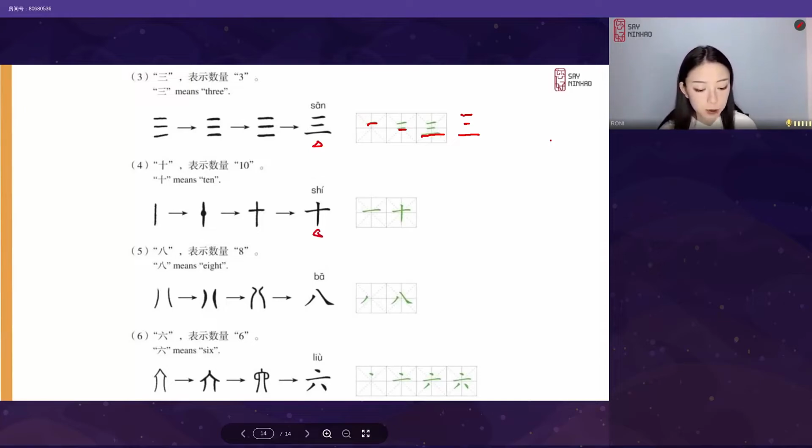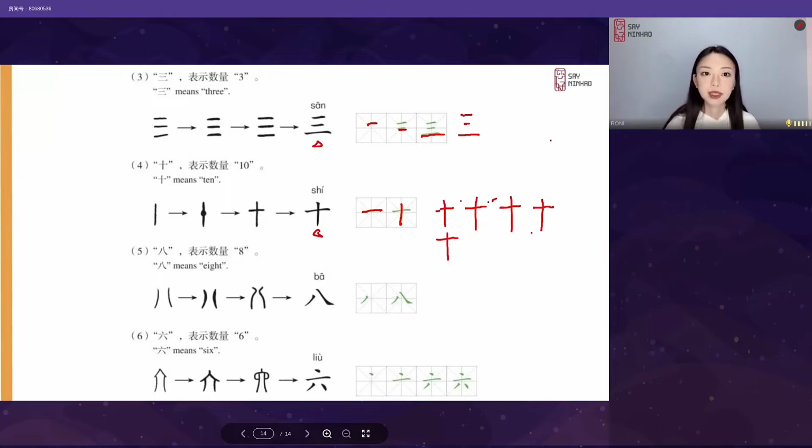Next one, 十. We've already seen that. It means 10. Now let's see how to write it. First, it is a long horizontal, 横, and then a vertical, 竖. Okay, try to write it by yourself. 横竖. Horizontal, vertical. Left to right, top to bottom. This is the direction.